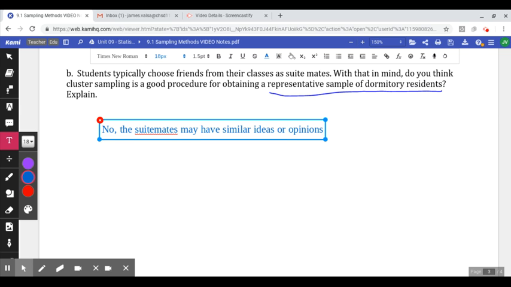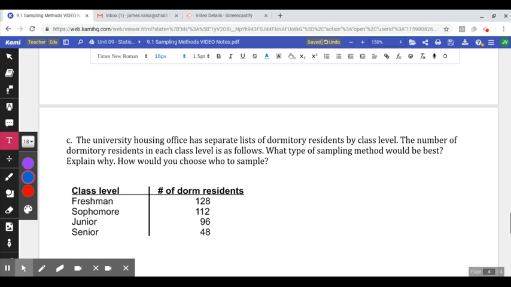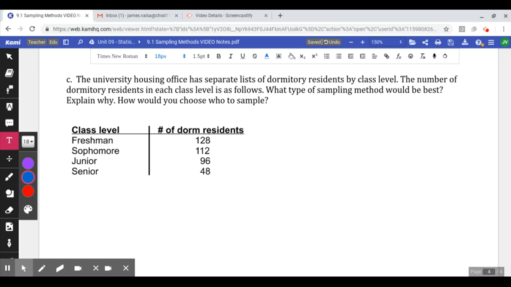Sometimes it's convenient, right? You go to the room, there's 8 people there, and there you go. But sometimes it's not really ideal. It's not going to give us a representative sample of those dormitory residents. In part C, we have a little bit of a different situation here. So we're kind of getting away from the suite mate thing, I think. Let's read the prompt for C and see if we can figure this out.